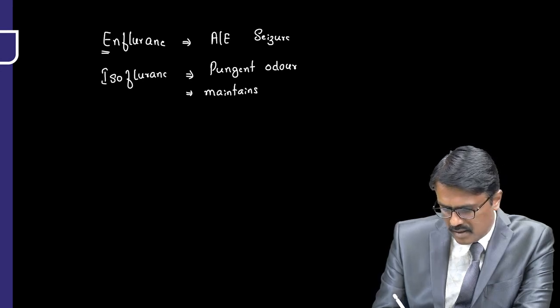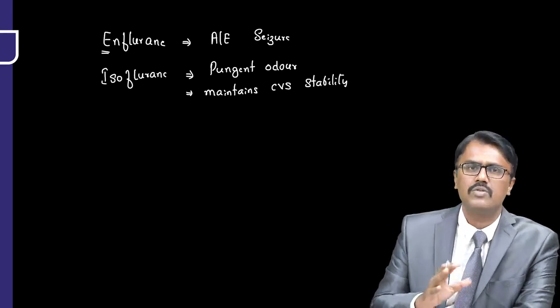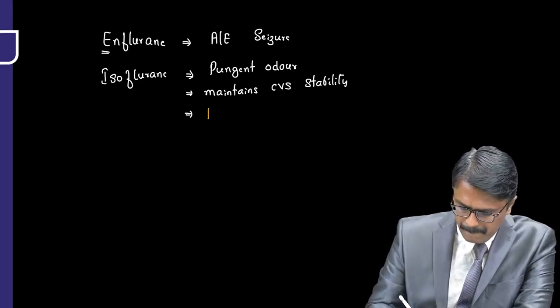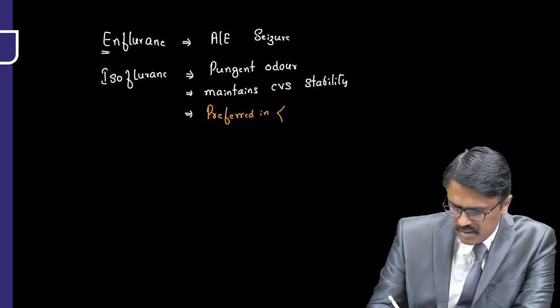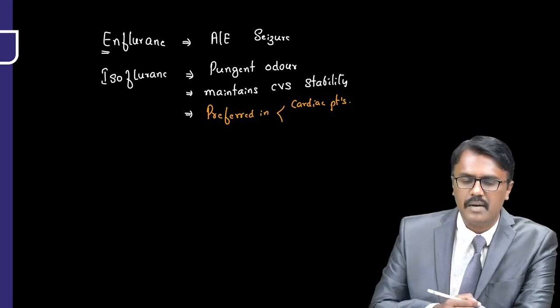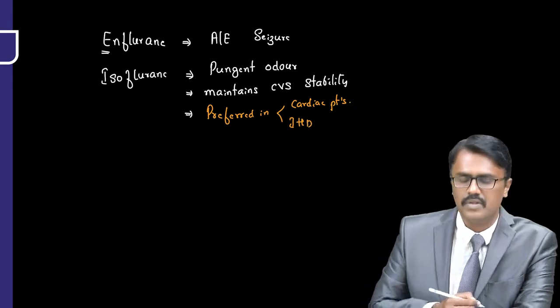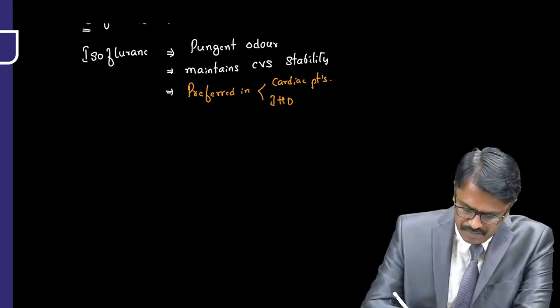Maintains cardiovascular stability. That means parameters like BP and cardiac output don't alter so much with this drug. So that's why the drug is preferred in a patient with cardiac problems, and also in a patient with IHD. So it is safe in a cardiac patient and in an ischemic heart disease patient.